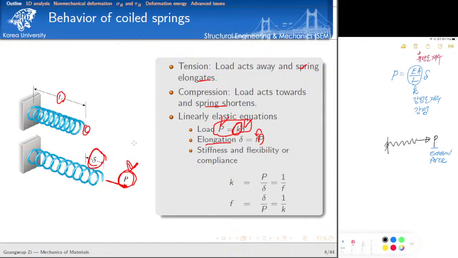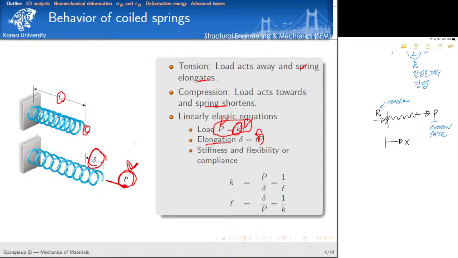And then do we have any reaction? Yes, we have reaction. This is called reaction. Isn't it right? So now before we start any analysis, I want to define a coordinate system. So I want to consider the right-hand side as positive x direction. So here, if I want to consider the force equilibrium, the sum of all the forces in positive x direction should be equal to 0 according to the force equilibrium condition.